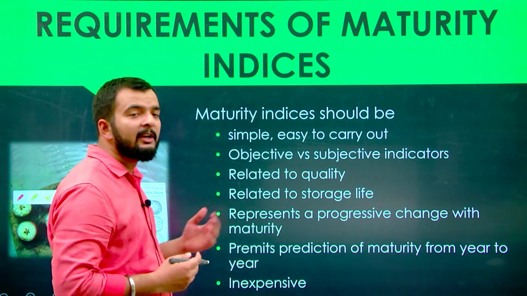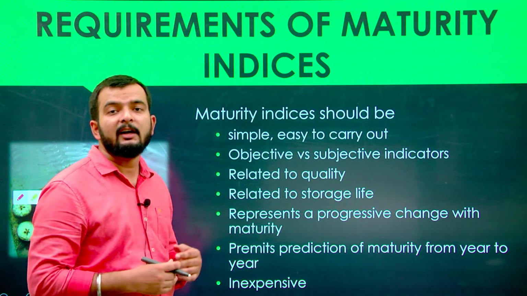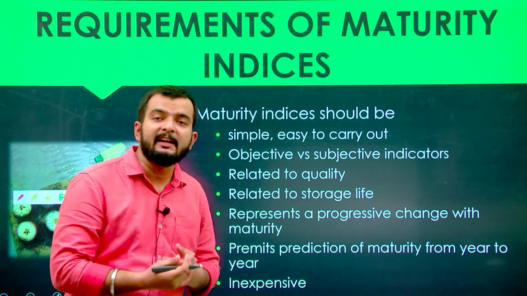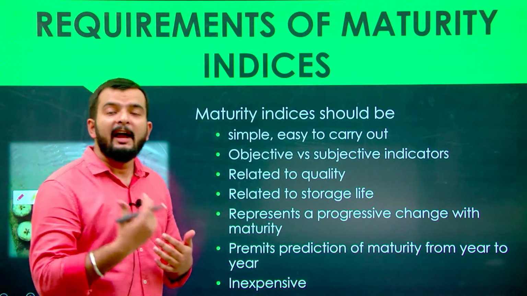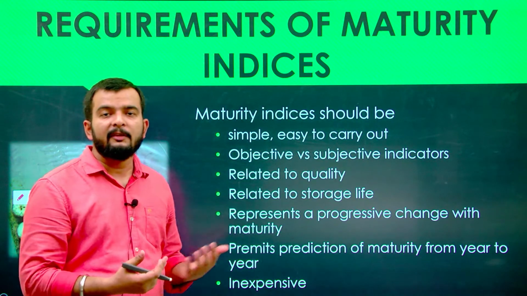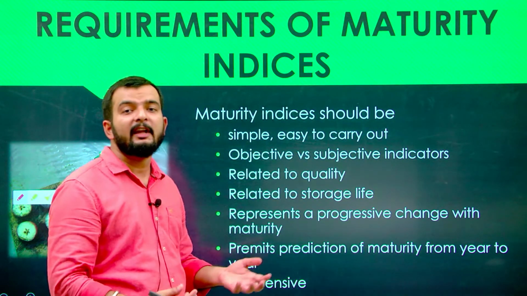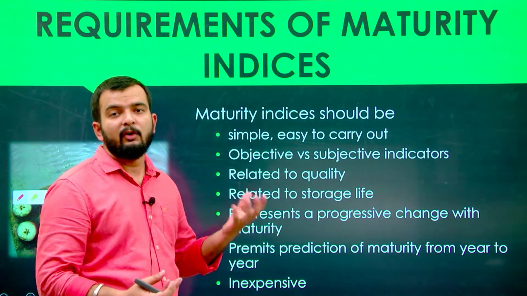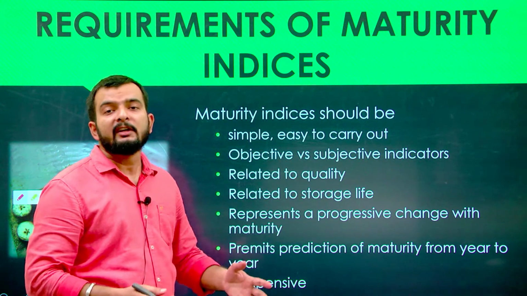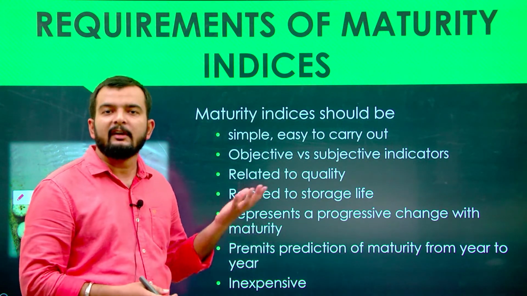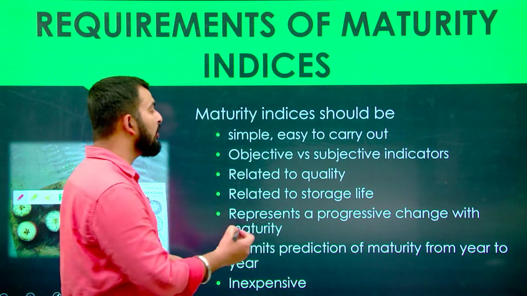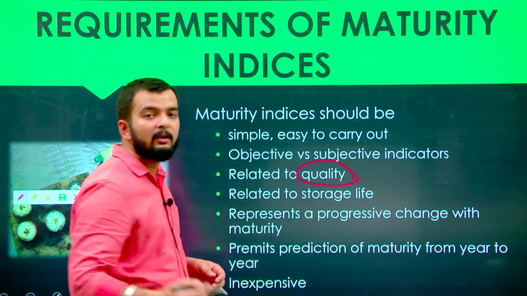Then it should be related to the quality of the fruit, like if the maturity index gives you an idea about the quality, if it is edible or not edible, inferior or superior. In case of your floating test or your specific gravity test, you can grade your fruits based on the specific gravity of the fruit, right? So it can give you an idea of the quality of your produce.